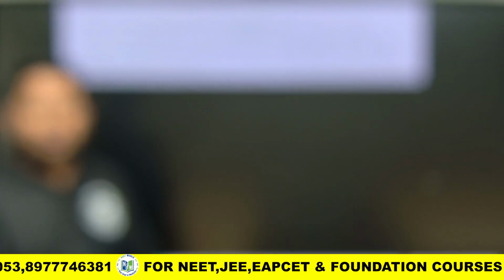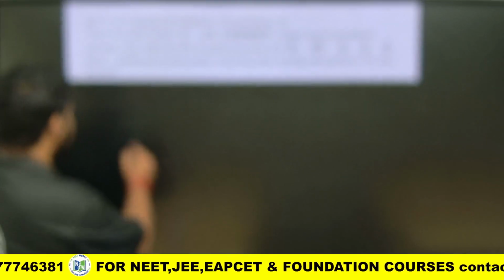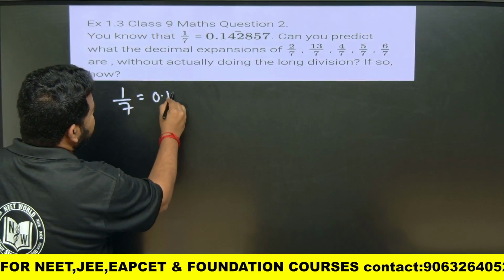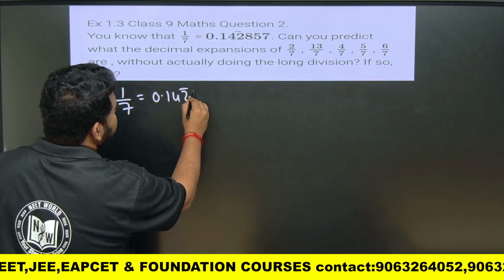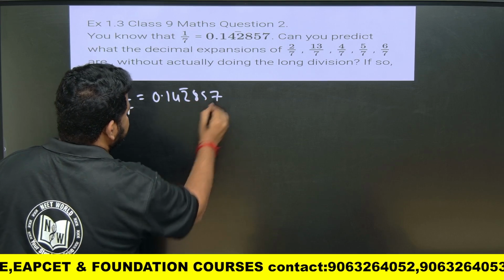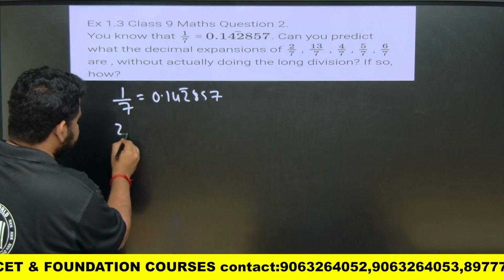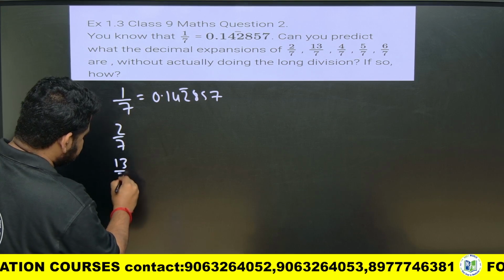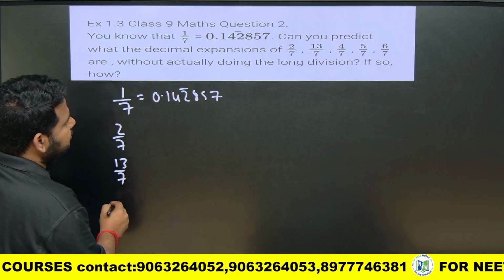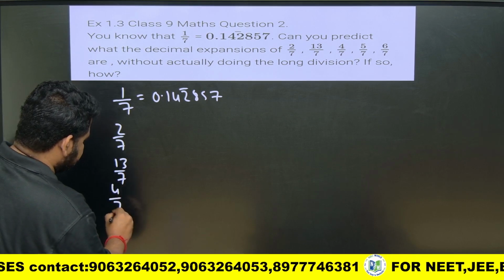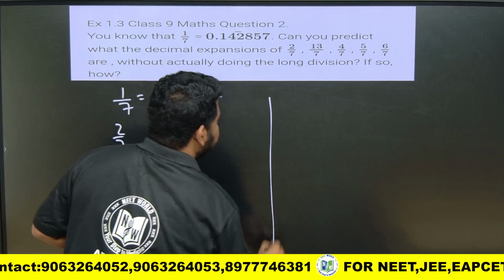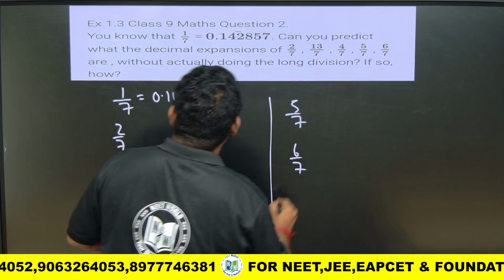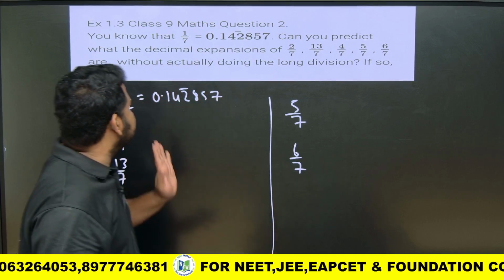Okay, without actually doing the long division, how can we do that? We got 1 by 7 as what, friends? 1 by 7 is 0.142857 with a bar over it. Now we want 2 by 7, next we want 3 by 7, then 4 by 7, 5 by 7, and 6 by 7. Till here we want.